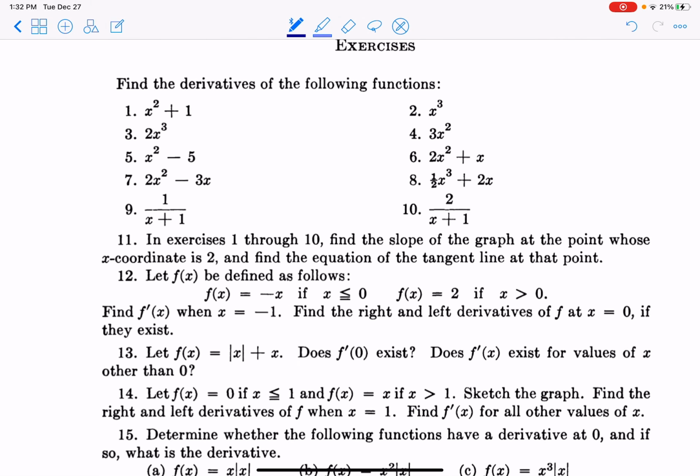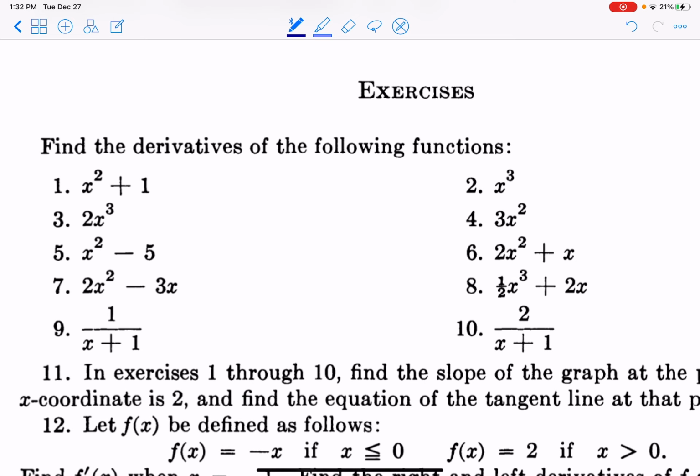So here are the exercises for this section. Let me just show you what the answers are, and I'll leave you to figure out how to do it. But if this is your curve, namely y equals x squared plus 1, then the derivative, dy dx, is a new function, 2x. This tells you the slope at every single point, all infinitely many.